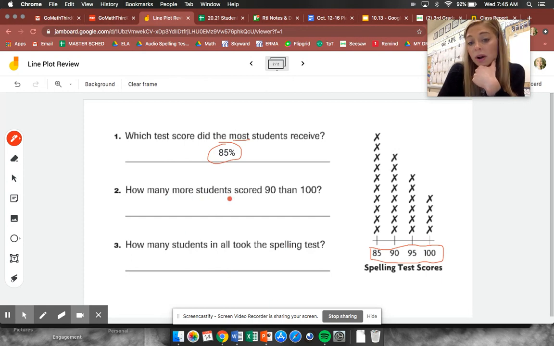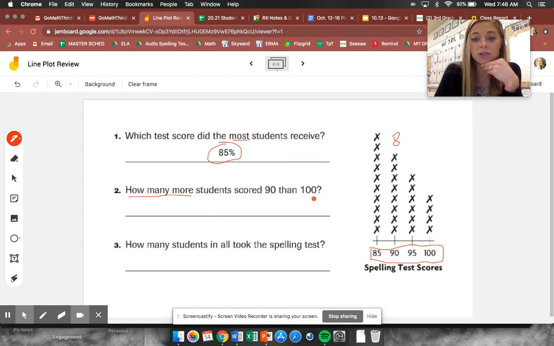How many more students scored 90 than 100? Ooh, "how many more" is really important here. How many more means to subtract, okay? So, how many more students scored 90 than 100? Well, let's see how many students scored 90%. 1, 2, 3, 4, 5, 6, 7, 8. So 8 students scored 90%.